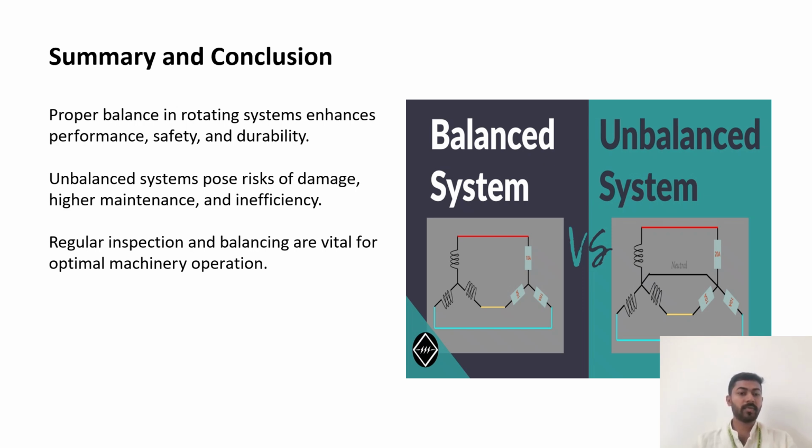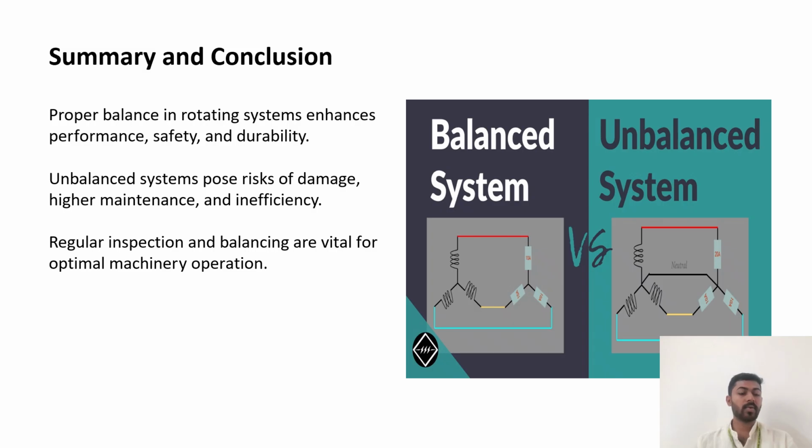Summary and conclusion. Before the summary and conclusion, the methods of balancing are static balancing and dynamic balancing, and the use of counterweights, already discussed. Balancing of rotating systems is used in many real life applications: automobile engines and vehicles use balancing rods and balancing equipment, and also turbines in power plants, fans and blowers, motors and shafts. Without proper balancing, these machines cannot function efficiently.